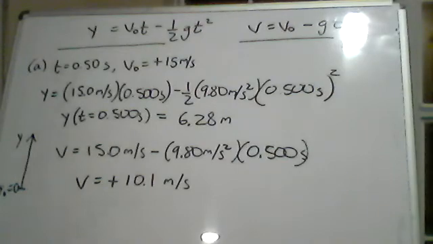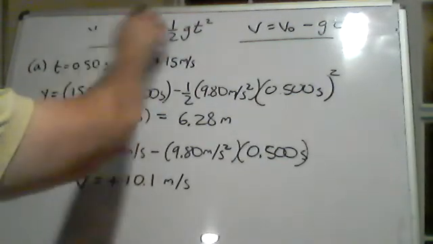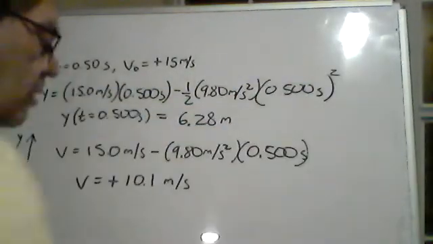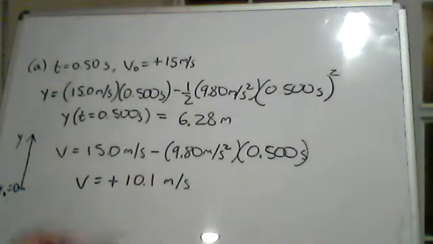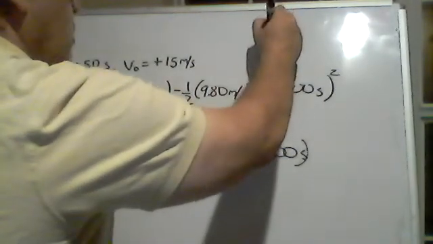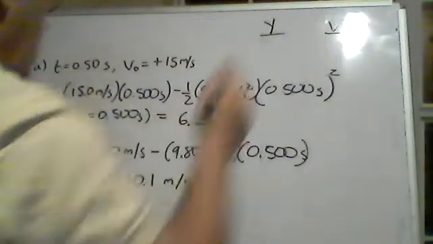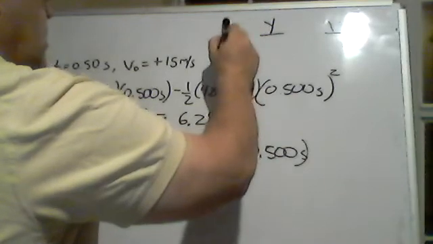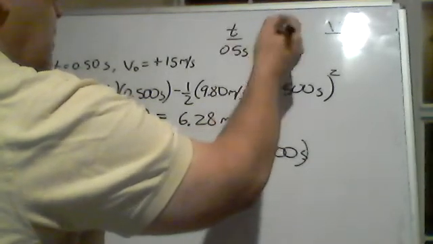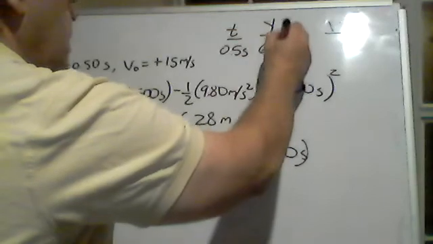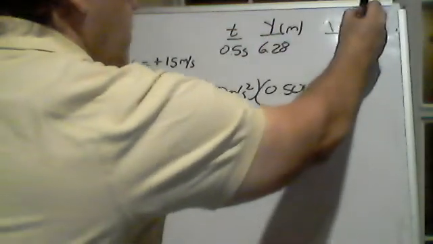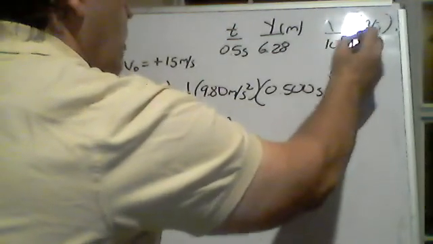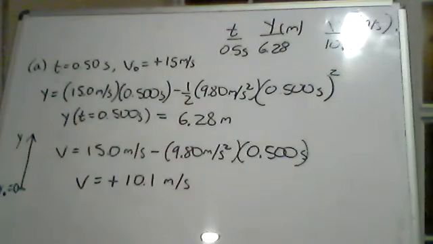All right, so I'm going to keep track of my results to the side here. I'll do a t, a y, and a v. So what I just figured out is that at t equals 0.5 seconds, my y is 6.28. Y is in meters, and my velocity is in meters per second. My velocity is going to be 10.1. Okay, so again, that's where I am right now.